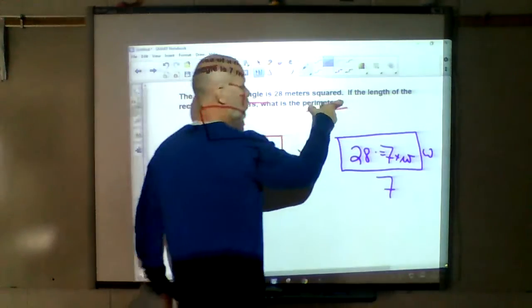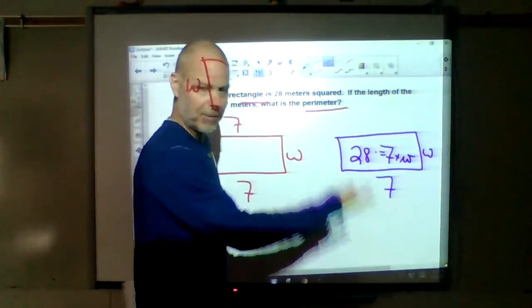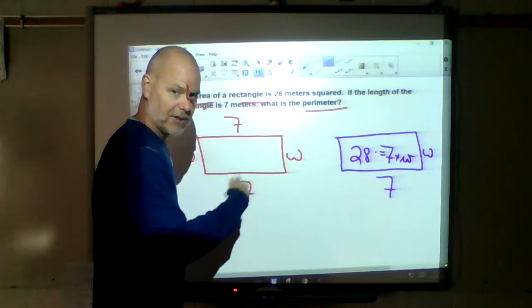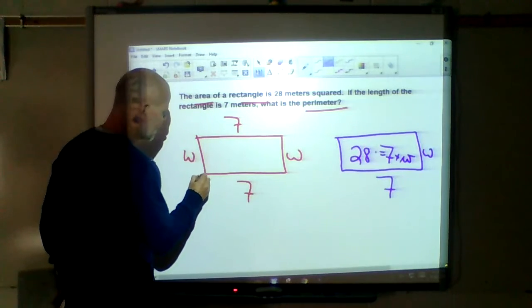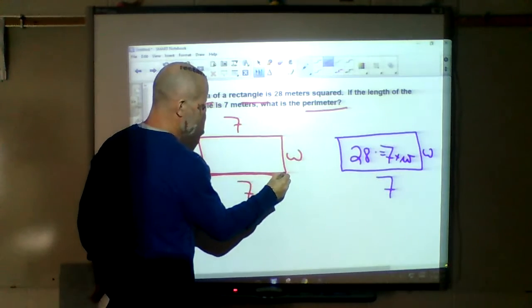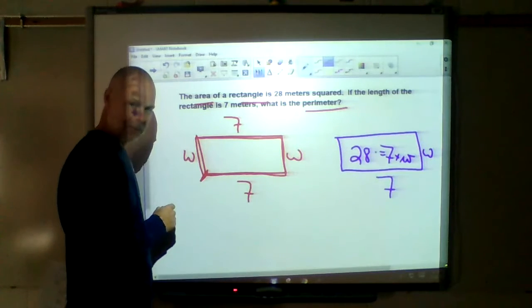So to find the perimeter now, let's talk about perimeter. We've done everything we can with area. The perimeter is when I walk all the way around the outside of something. So if I were to start right here, the perimeter would mean I'd have to go all the way around and come right back to where I started from. That would be the perimeter.